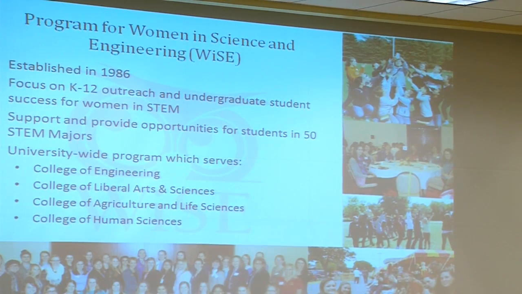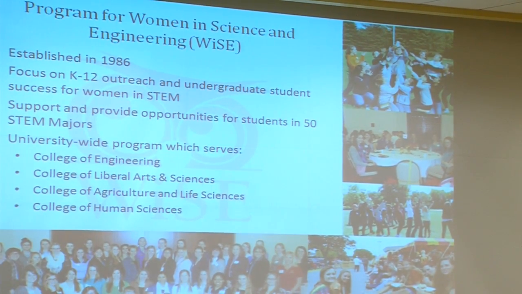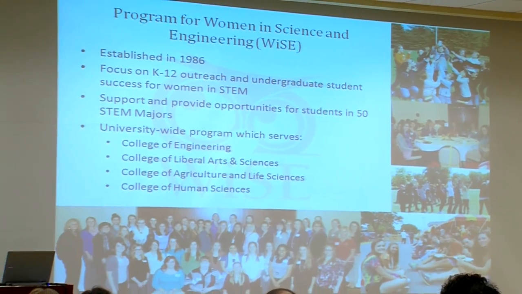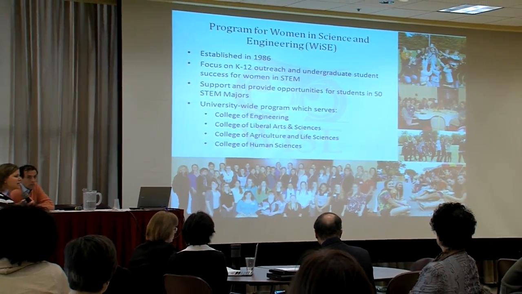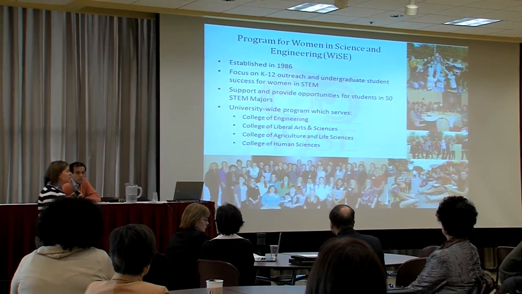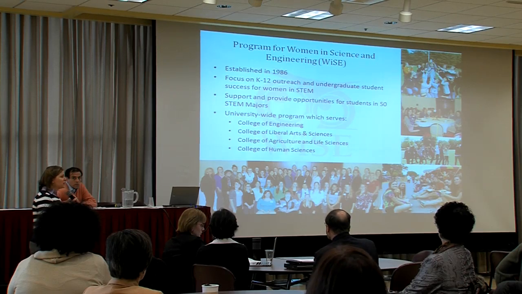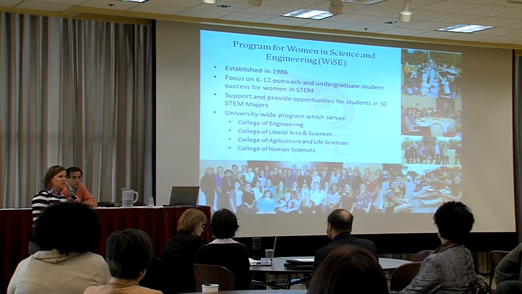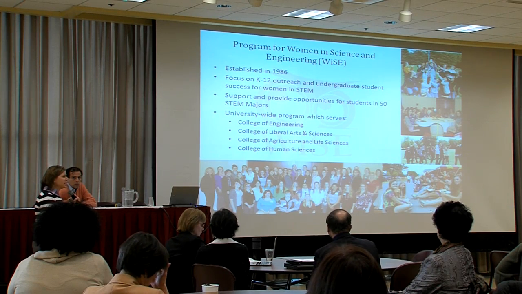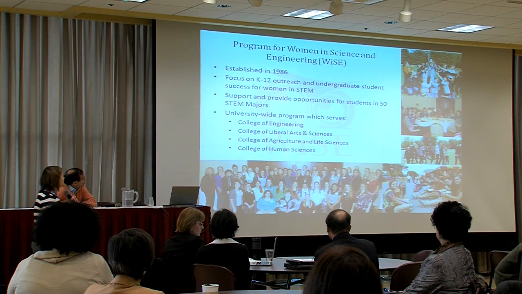The Program for Women in Science and Engineering was established in 1986. It started when several staff and faculty members were interested in addressing the underrepresentation and underutilization of women in STEM fields. They started by creating a career conference for girls to come to Iowa State University and learn about opportunities in science, technology, engineering, and math. In fact, we still host this conference today.